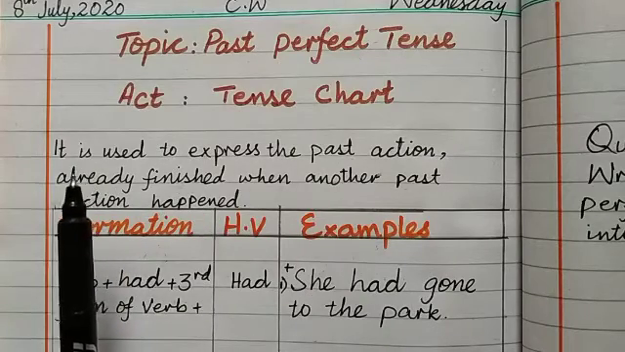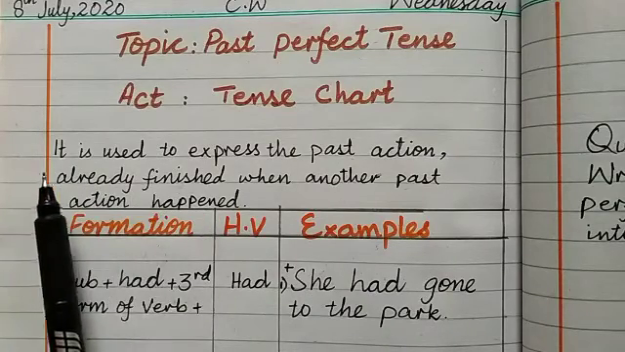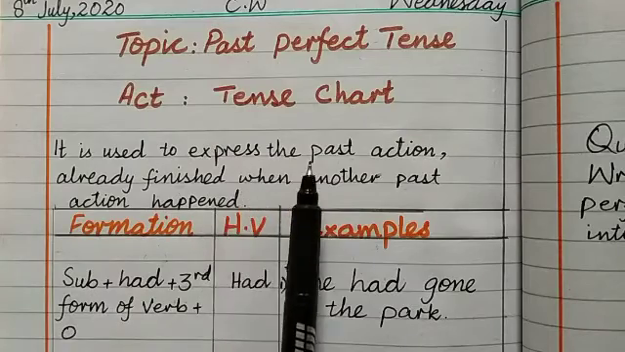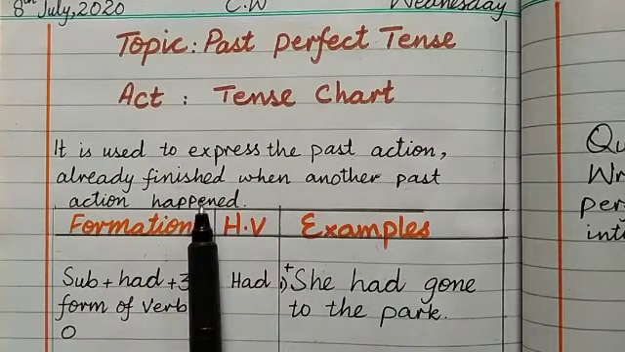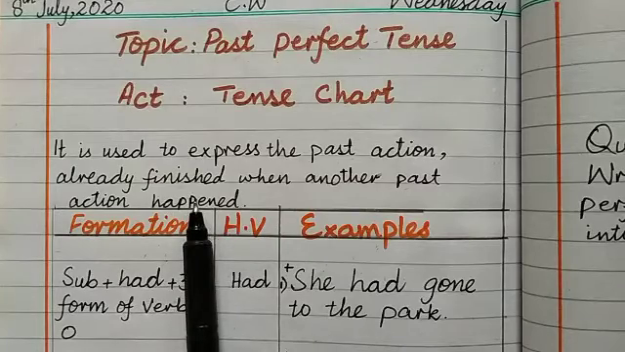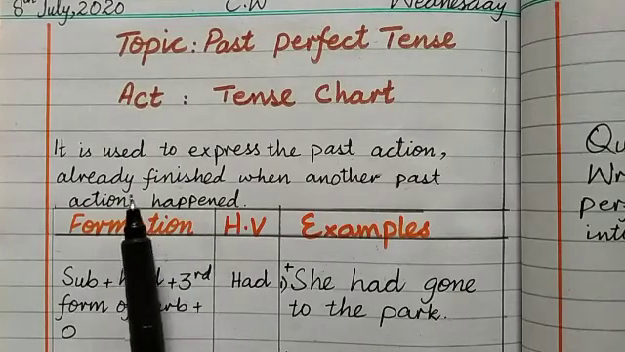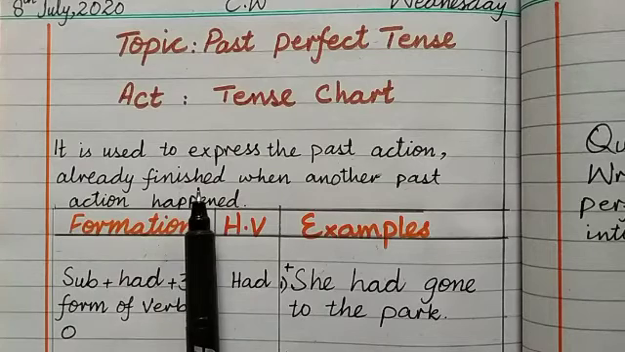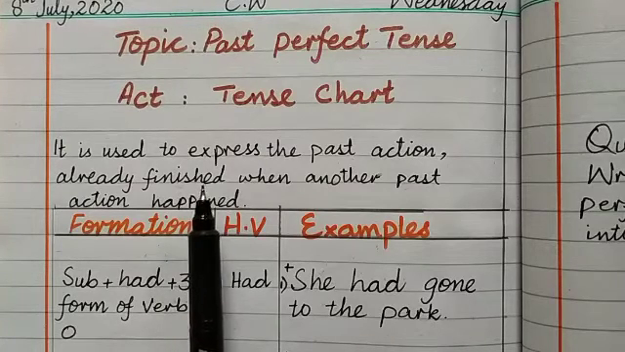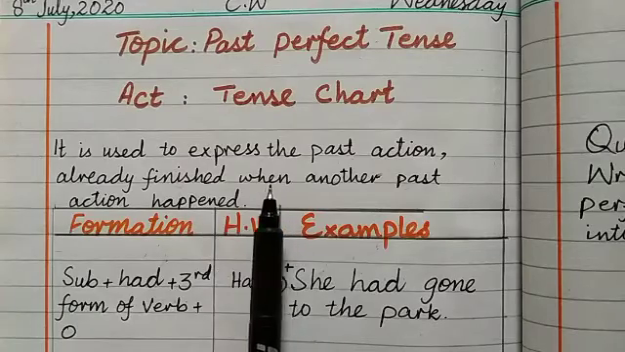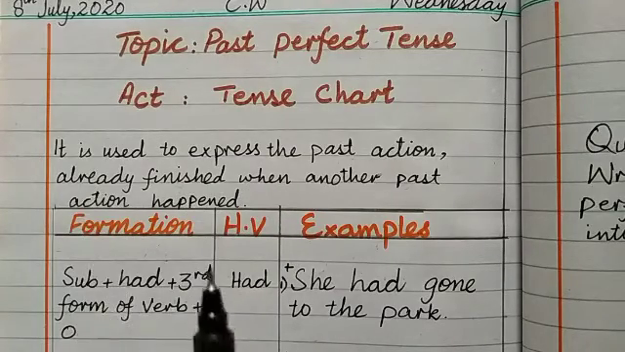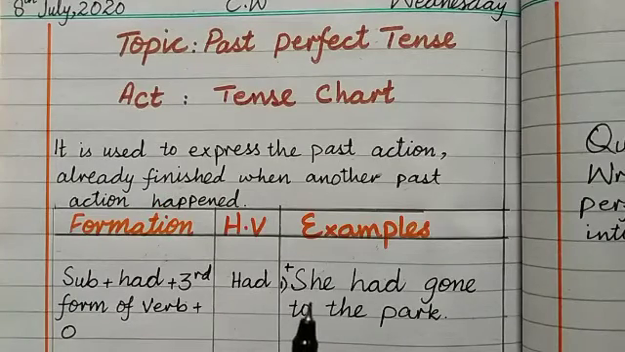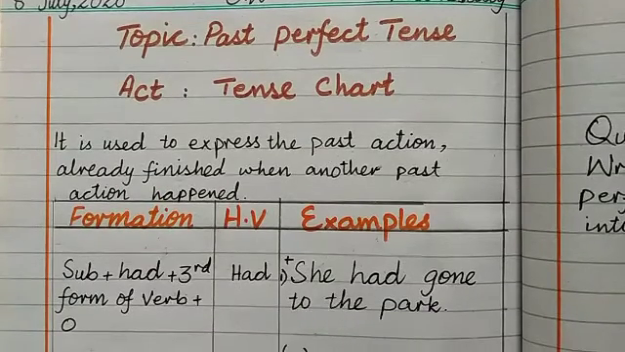First of all, look, what is past perfect tense? It is used to express the past action already finished when another past action happened. When an action is completely finished in the past, we can say that it is past perfect tense, and also in comparison with another past action that happened. So let's see the formation of past perfect tense.